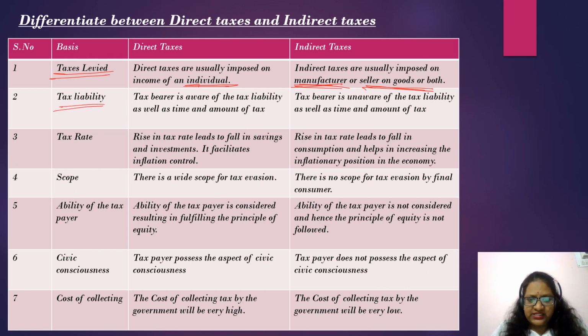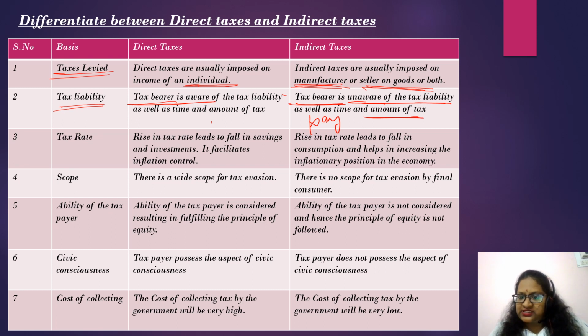Tax bearer is aware of the tax liability as well as the time and amount of the tax. Now here the tax bearer, the one on whom the tax is levied in direct tax, is a particular individual, and that individual is aware of how much tax he has to pay. Now I am an individual, I get a certain amount of income every year, and I know what tax I have to pay to the government. But when it comes to indirect taxes, the final person who is going to pay the tax is not aware of the tax liabilities, and he's not aware of the amount as well.